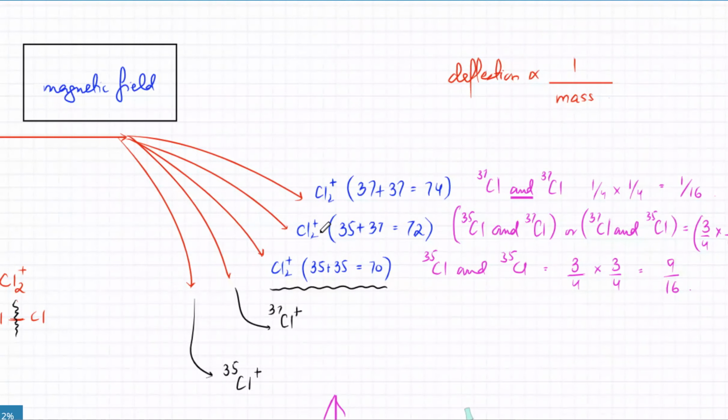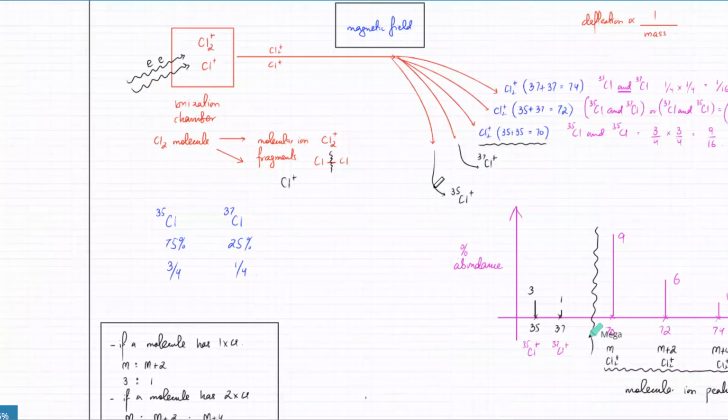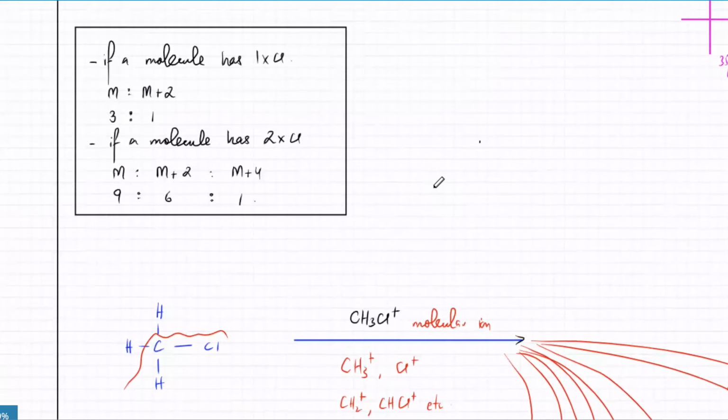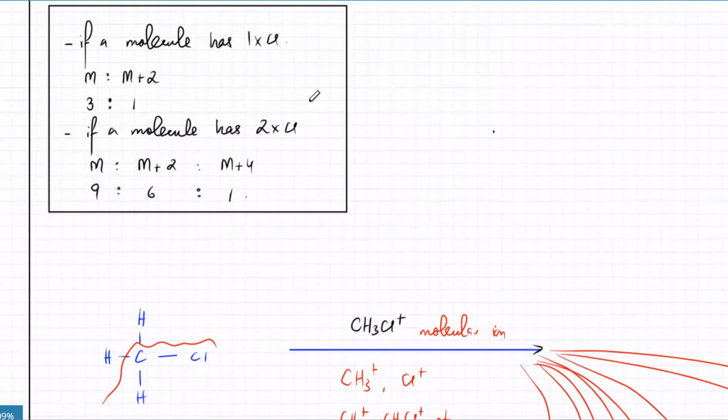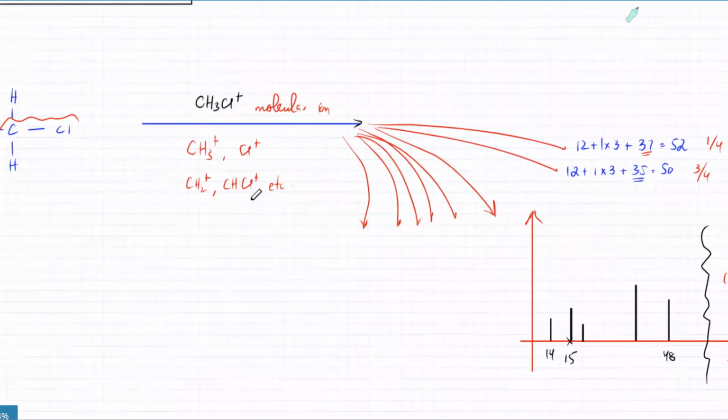There would be 3 different types of masses for Cl2. And we wrote that if a molecule has 1 Cl, then that particular molecule will have 2 molecular ion peaks, one would be M and the other one would be M plus 2, and the ratio of the detections would be 3:1. And vice versa, if a molecule has 2 Cls, then the molecule will have 3 different peaks, and the ratio of the peaks would be 9:6:1. So this is the first one that we did yesterday.